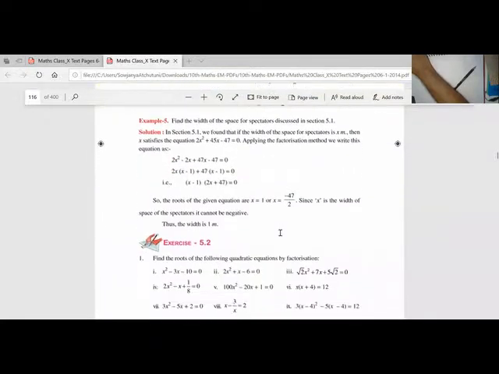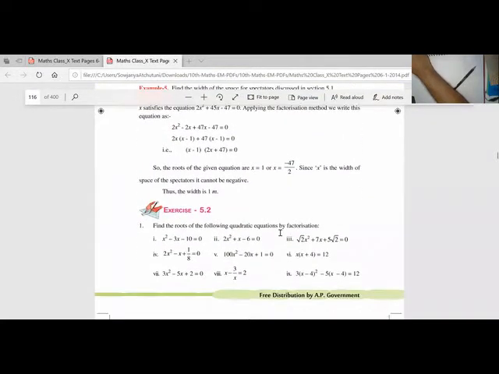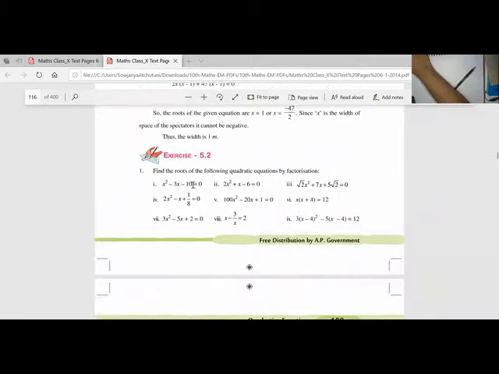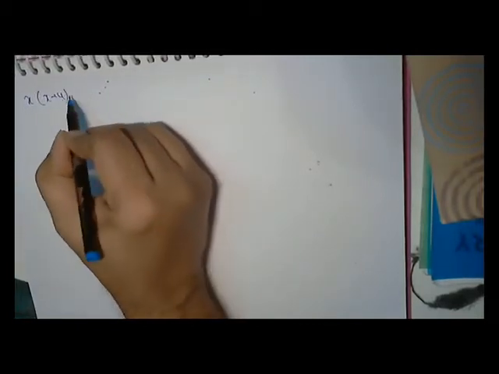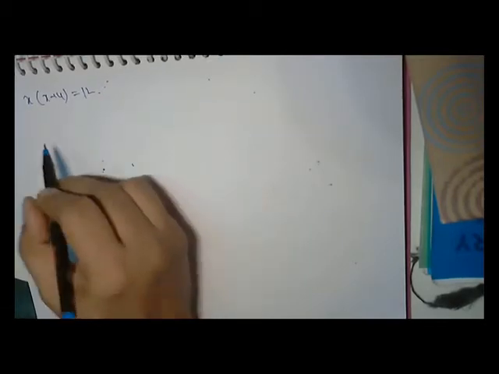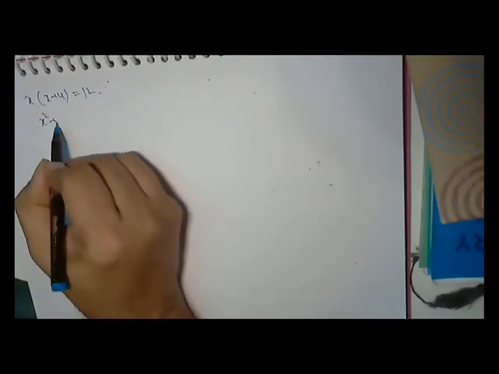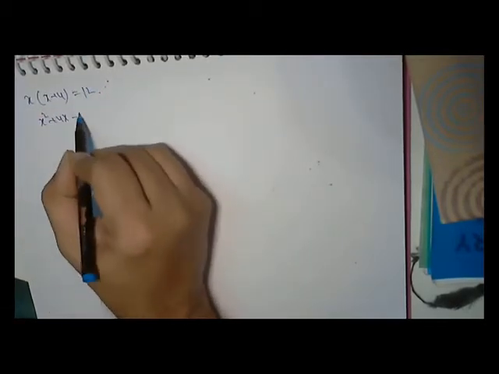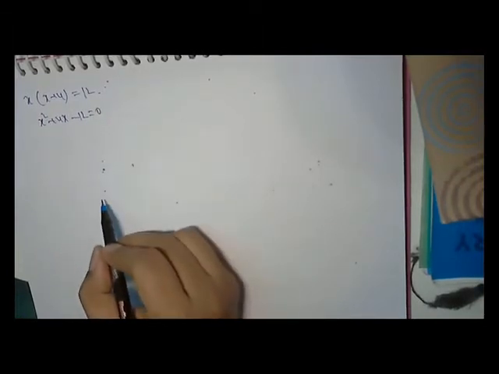Now let us say, in this example, let us find the roots of the equation by the factorization method. Suppose I take this problem: x into x plus 4 is equal to 12. So I open it up. x square plus 4x, 12 comes this side, becomes minus 12 is equal to 0.